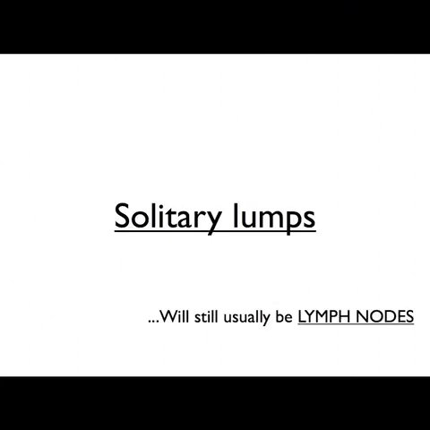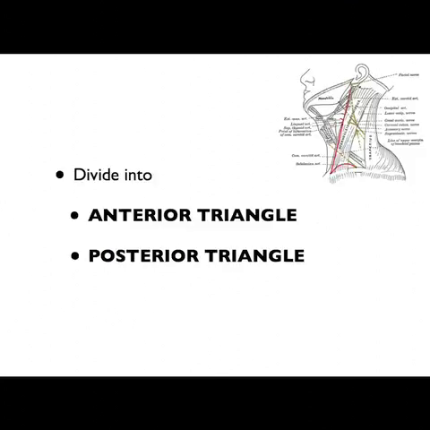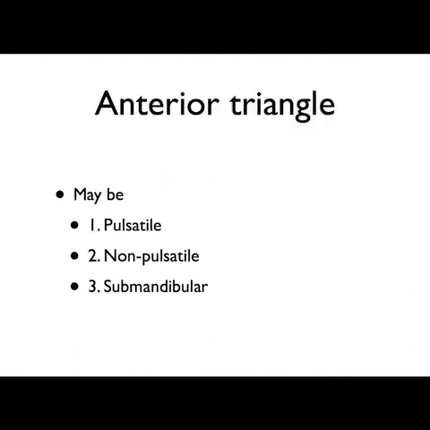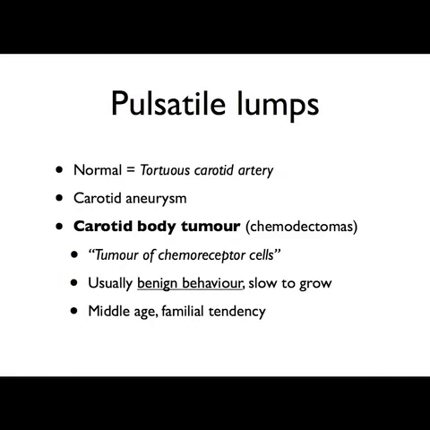So, talking about solitary lumps, normally this can be lymph nodes, as we've already discussed, but you can also divide the lumps in the neck into those in the anterior triangle, which we've already said is in front of the sternocleidomastoid, and posterior, behind the sternocleidomastoid. Those in the anterior triangle can be pulsatile, non-pulsatile, or submandibular. And pulsatile lumps can be normal, so it can just be a tortuous or enlarged carotid artery.